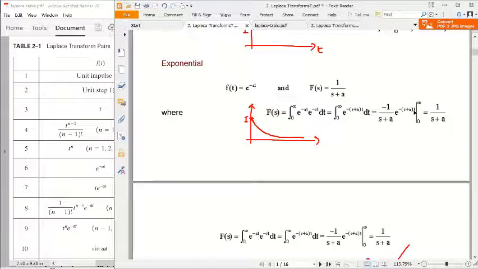Okay, substitute the value of t. When t equals infinity, everything becomes 0 here. When you have 0 there, everything becomes 1. So as a result, you're going to have 1 divided by s plus a. That means this is the equivalent in the s domain for this function, e to the power of minus at.